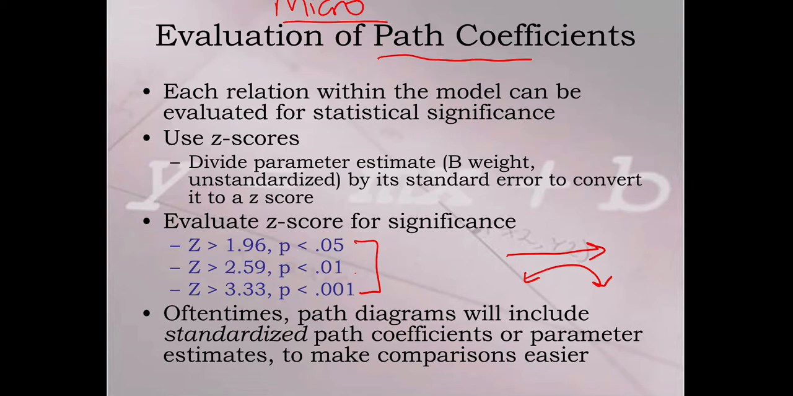And the most common way that we estimate the path and do a significance test on them is by using a z-score. So you take the B weight, or the unstandardized estimate, and you divide it by its standard error, and then you get a z-score. Any z-score that is greater than 1.96 is significant at the 0.05 level. Any z-score that is greater than 2.58 is significant at the 0.01 level, and any z-score of 3.29 or greater is significant at the 0.001 level. And this is for two-way tests.